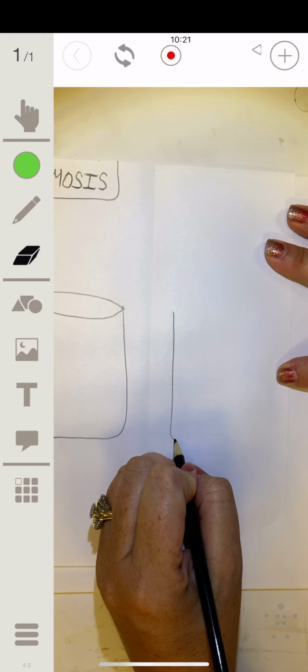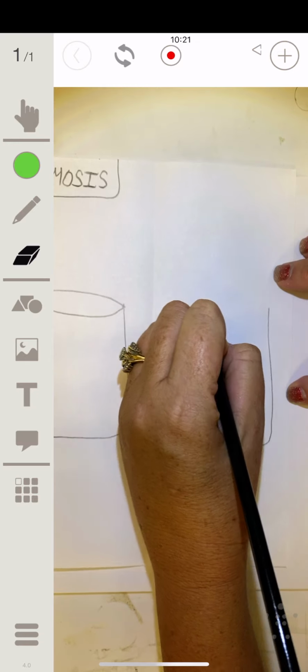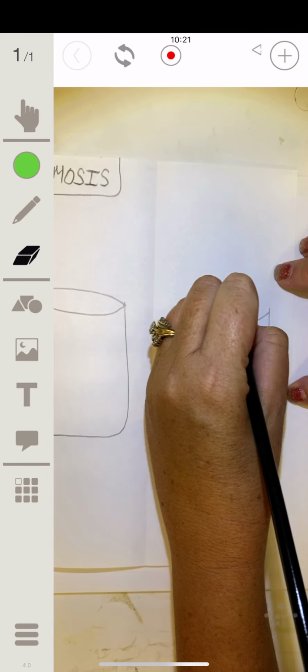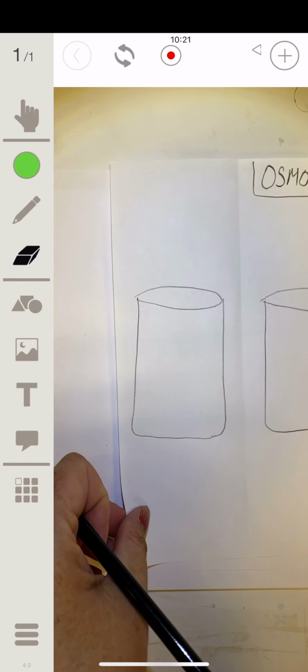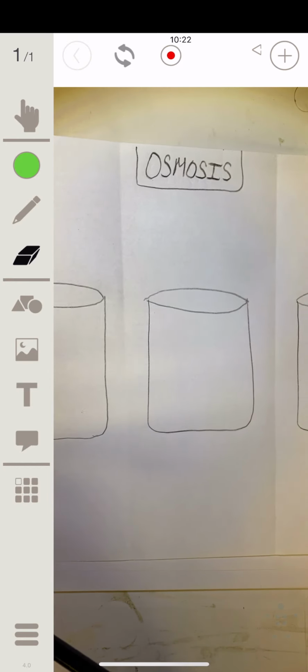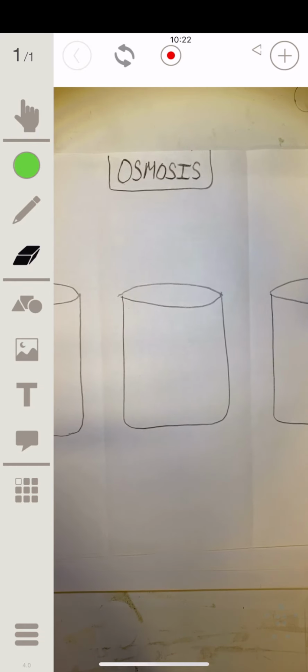You need to do this because you're going to take a picture of it and send it to me, so make sure you get this done. And beaker 3. So as I scan across so you can see everything, I've got beaker 1, beaker 2, beaker 3. You may want to pause the video so you can get that much done.